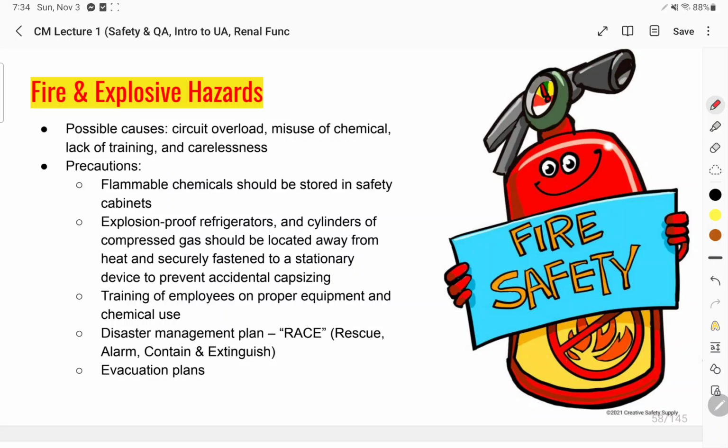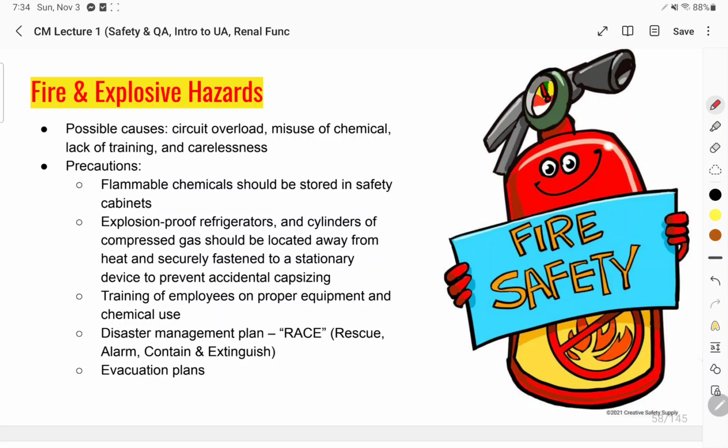Training of employees, no, how to use this equipment, how to use these chemicals. Okay? And of course, there should be a disaster management plan. Okay? Especially in case of fire. So you, as a person working in the laboratory, should also be trained in using this disaster management plan, which is your RACE, no, the term is RACE. The meaning of RACE is rescue, alarm, contain, and extinguish.